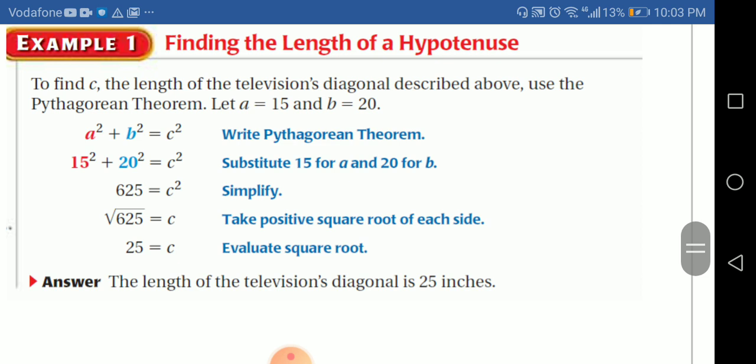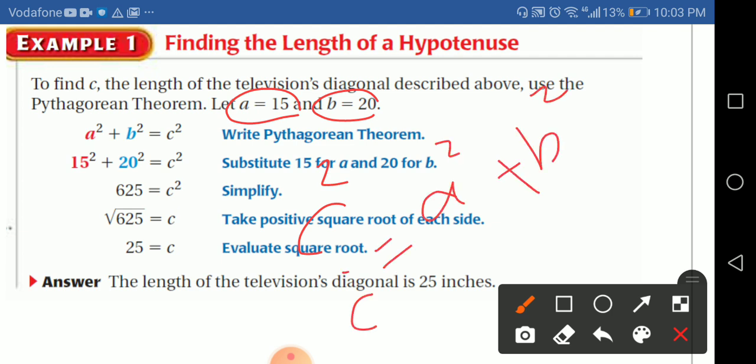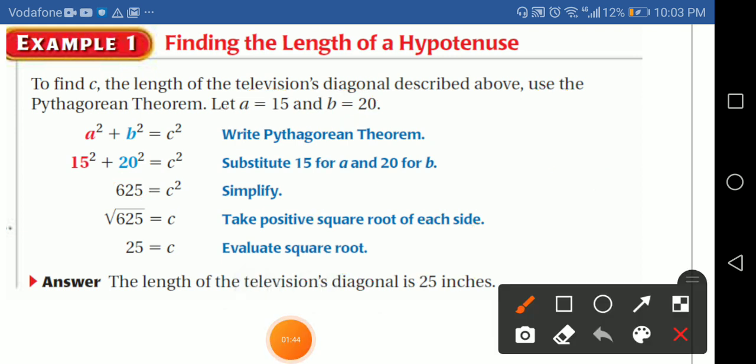Finding the length of a hypotenuse. To find the length C of the television's diagonal described above, use the Pythagorean theorem. Let A equal 15, B equal 20. So I know that C squared equals A squared plus B squared. So C squared equals 15 to the power 2 plus 20 to the power 2. This means 15 times 15 plus 20 times 20, and I'm going to get 625. So C squared equals 625.